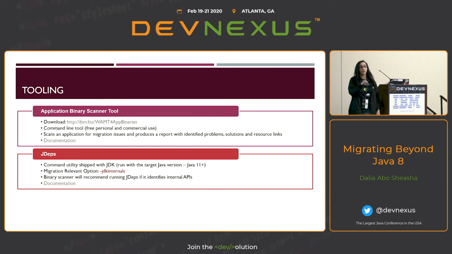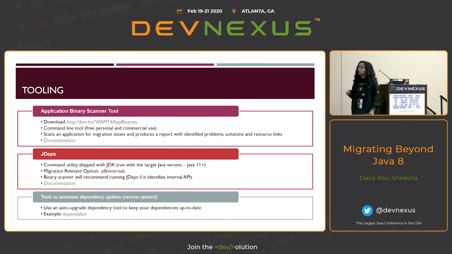But definitely look at JDeps. If you're running JDeps, make sure you run it with your target Java version. Because if you run it with Java 8, it doesn't know anything about what happened in Java 11. So you need to download Java 11 first and run it with Java 11. You don't have that problem with the binary scanner, but you do with JDeps because it ships with the JDK. Lastly, like I said, look into tooling for updating your dependencies. I think Dependabot is pretty promising, and I'll show you that in a bit. But definitely look into tooling for that.